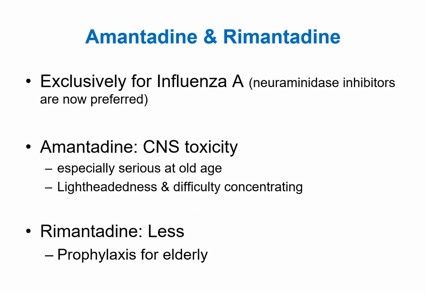So I mentioned that those were used for influenza A. When do we use amantadine? When do we use rimantadine? Amantadine is associated with CNS toxicity, central nervous system. A patient might have lightheadedness or difficulty concentrating, and hence we do not give this to people who are old. For elderly, we keep rimantadine, and we give them for prophylaxis because elderly may be living in nursing homes, for example. If you have an outbreak and you want to prevent spread of the disease, you may give prophylaxis for elderly, rimantadine specifically because less CNS toxicity.